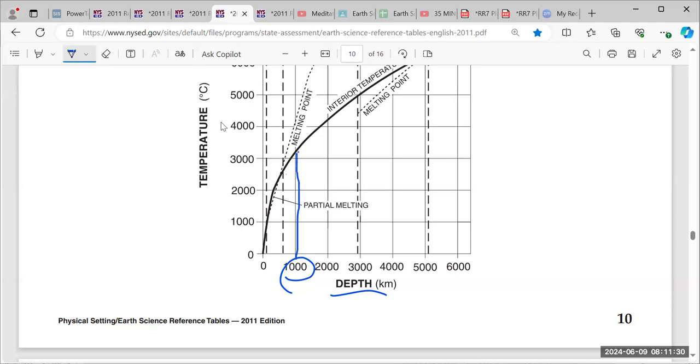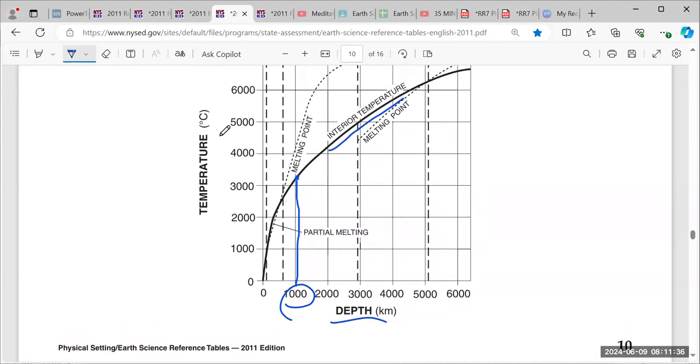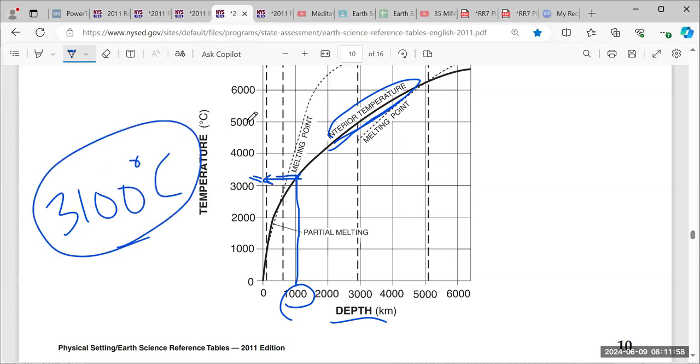And when I hit the black line, that says interior temperature, the black bold line is interior temperature. I'm going to look to the left, and I'm going to see that it is a little above 3,000. So it's not hitting the 3,000 line. It's a little above 3,000, which means my temperature would be 3,100 degrees Celsius. And that would be my correct answer.